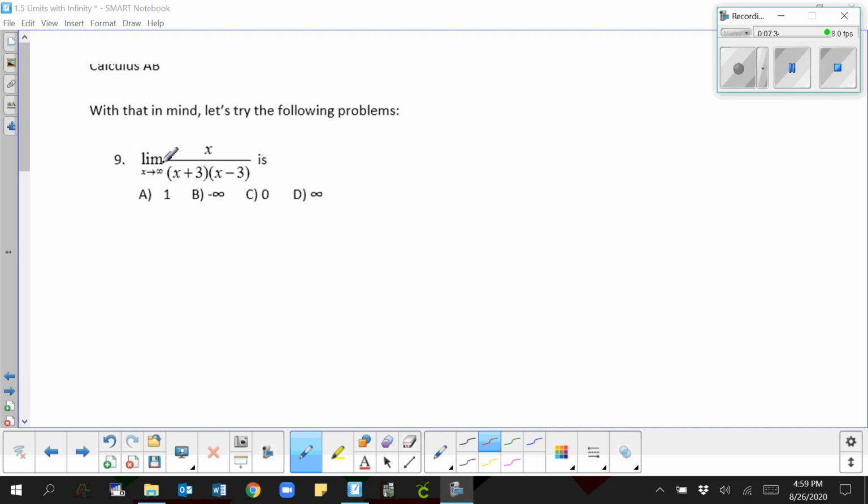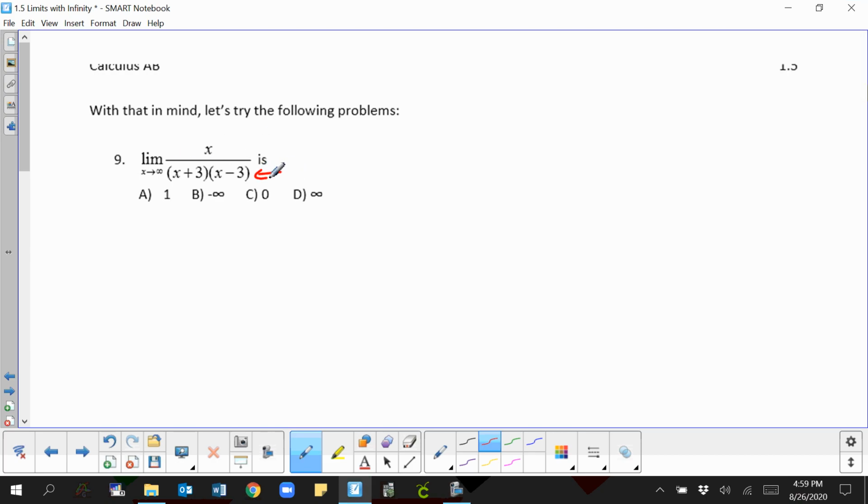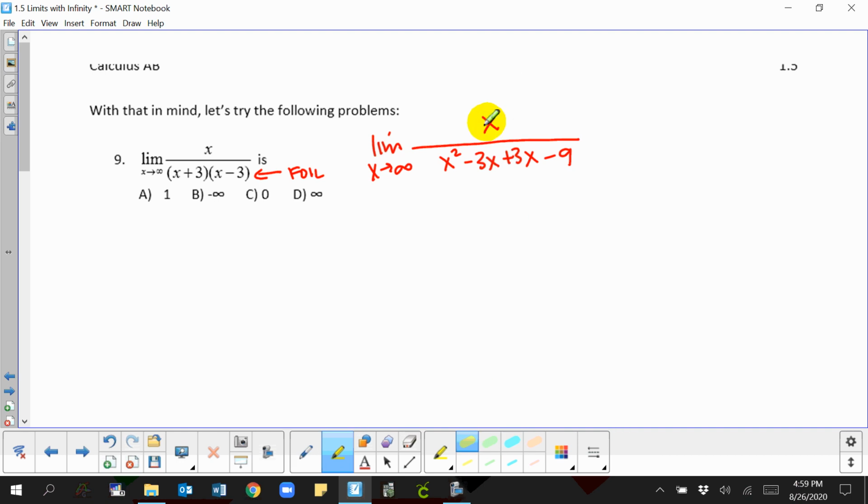Okay, so number 9, we're going off to infinity. So we're going to use our horizontal asymptote rules. So that does mean that we need to FOIL out the bottom of our fraction. So I'm going to have the limit as x goes to infinity of x over first times first gives me x squared, outside times outside is minus 3x, inside times inside is plus 3x, and last times last is minus 9. So I am looking at low over high. So 0 equals y. So our limit here is 0.